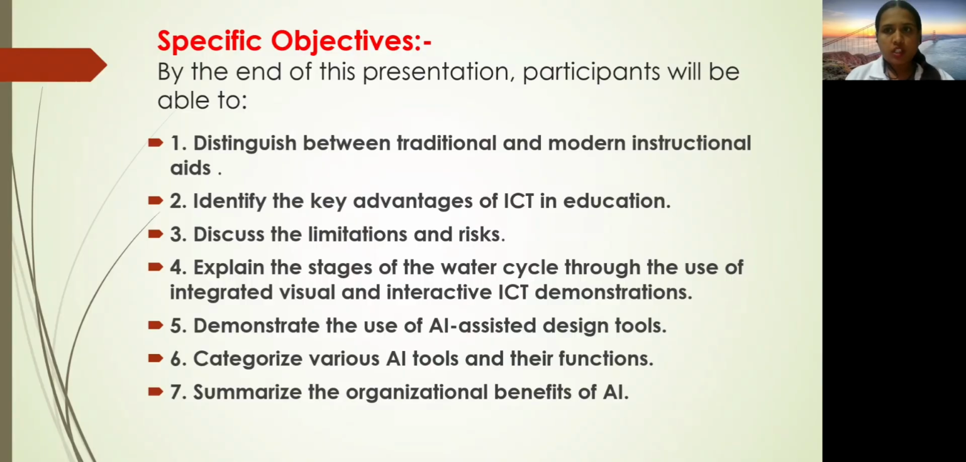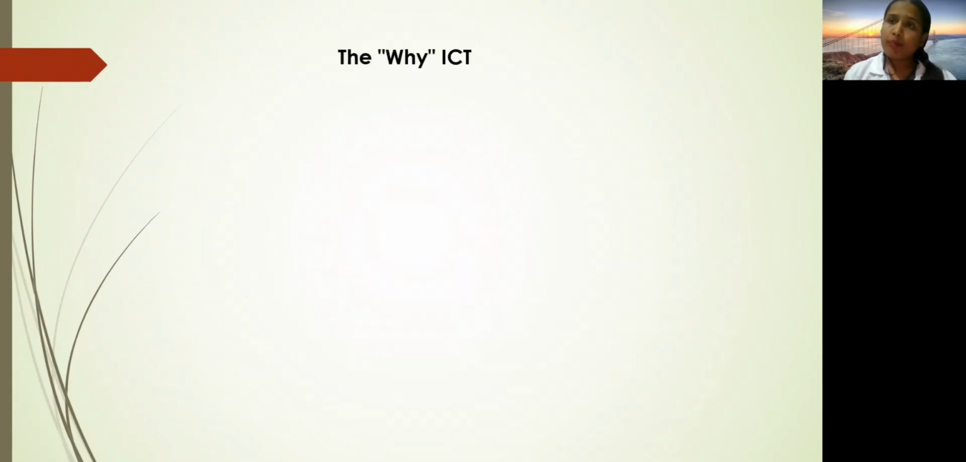The specific objectives for this session: by the end of the presentation, participants will be able to, first, distinguish between traditional and modern instructional aids. Second, identify the key advantages of ICT in education. Third, discuss the limitations and risks. Fourth, explain the stages of the water cycle through the use of integrated visual and interactive ICT demonstrations. Fifth, demonstrate the use of AI assistant design tools. Sixth, categorize various AI tools and their functions. Seventh, summarize the organizational benefits of AI.